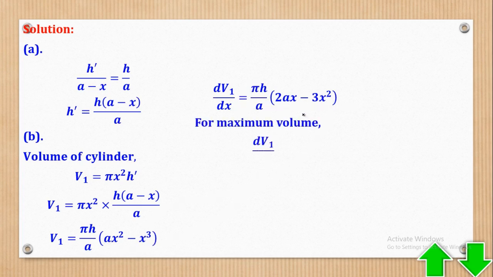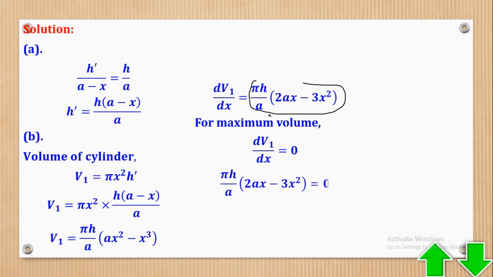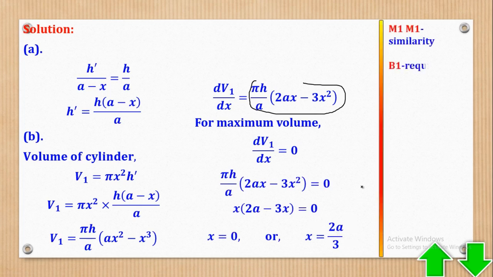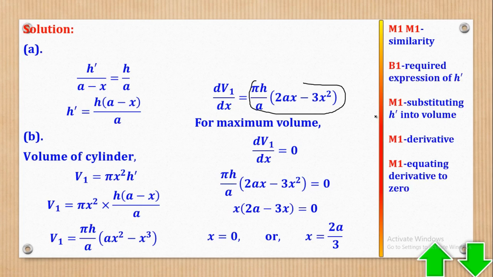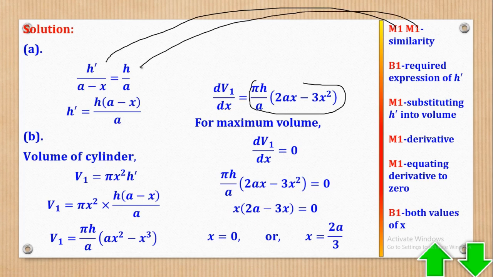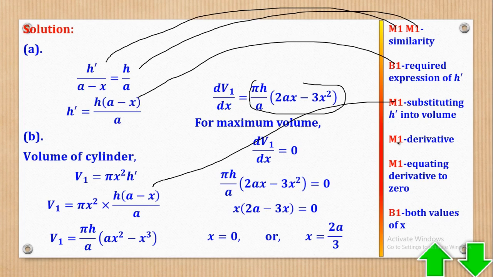Then for maximum volume, I know that the derivative is equal to 0. Therefore, I'm going to equate the whole of this to 0 and be able to come up with that. Therefore, x is equal to 0 or x is equal to 2a over 3. So before we go to the next slide, let's see how much can be awarded for this slide. So this M1 is for this similarity, and this one is for this right hand side. B1 for the required expression. M1 for substituting h prime into volume. M1 for this differentiation. M1 for equating to 0. B1 for both values of x.